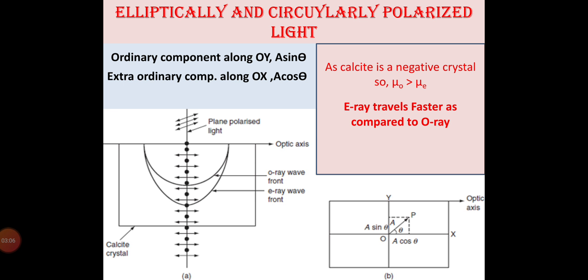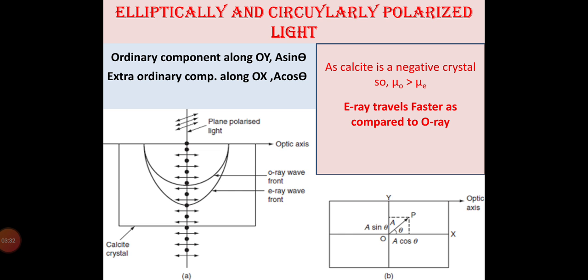We should know this thing: because of the unequal velocities of these two components, although on entering the crystal they have the same phase, because their velocities are different, on emergence their phases will be different. As the two rays will have a phase difference, they will have a path difference, and that will depend upon the thickness of the crystal.